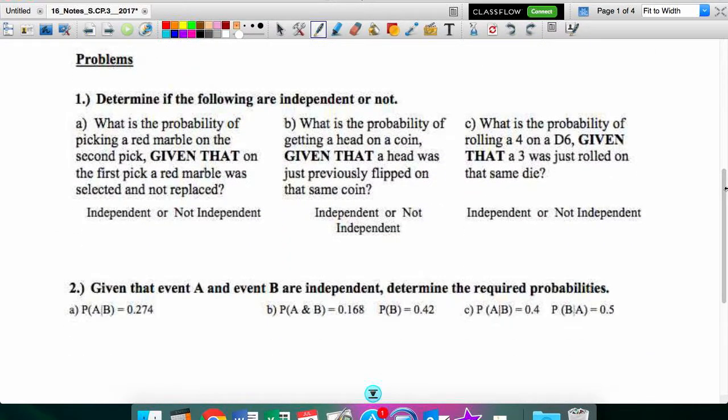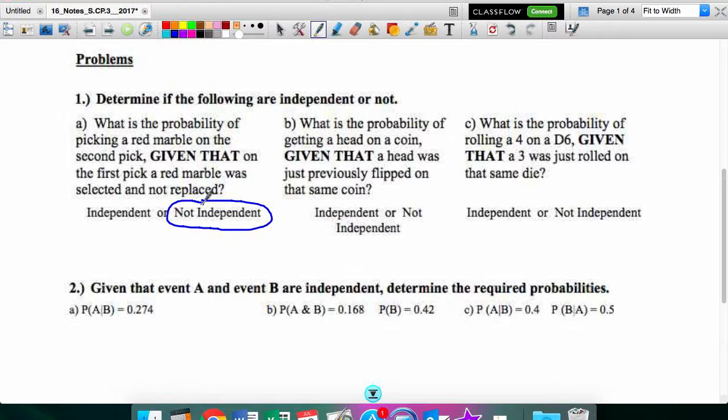Determine if the following are independent or not. Part A. What is the probability of picking a red marble on the second pick, given that the first marble was red and not replaced? As we had mentioned before, anytime you do not replace something, that would change the probabilities and therefore would make them not independent.